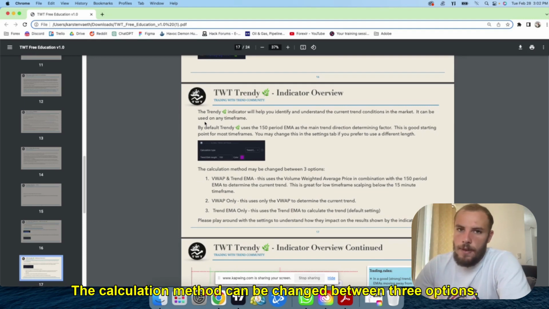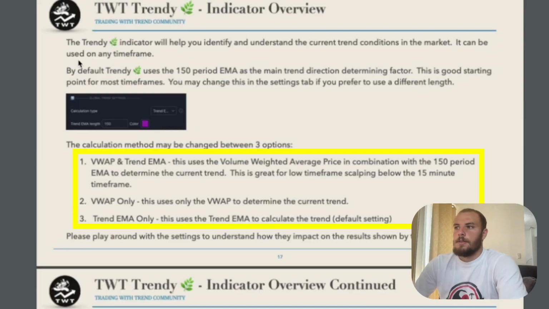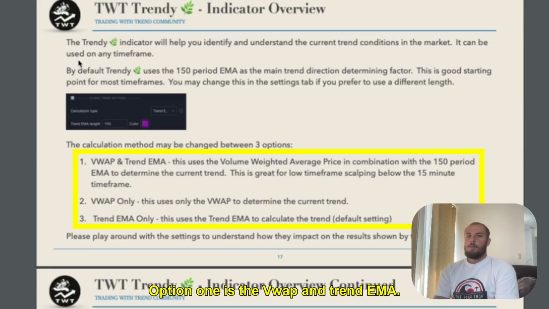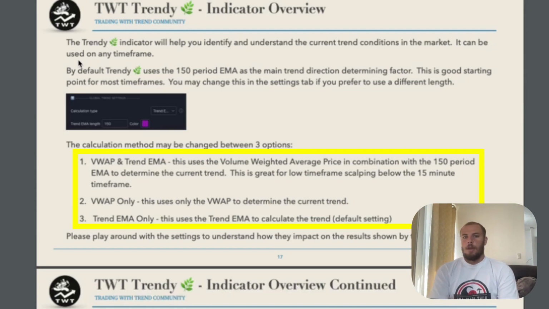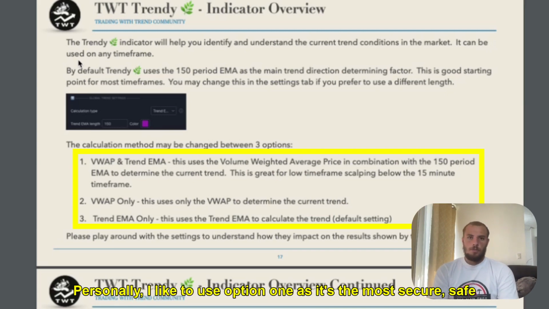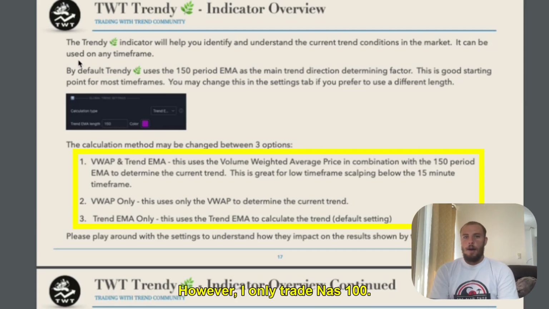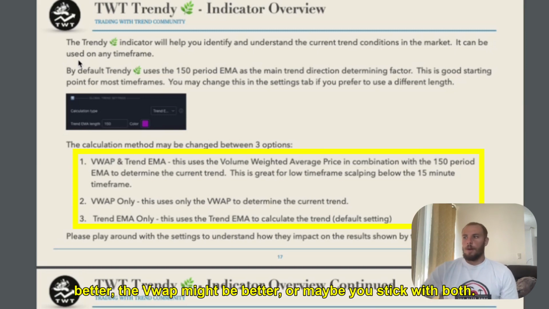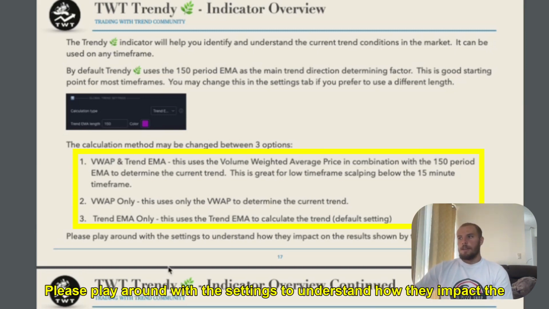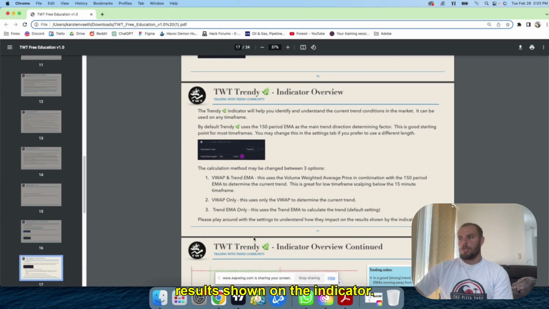The calculation method can be changed between 3 options. Option 1 is the VWAP and trend EMA. Option 2 is VWAP only. And option 3 is EMA only. Personally, I like to use option 1 as it's the most secure and safe method. However, I only trade NAS 100, so depending on what you trade and your time frame, the EMA might be better, the VWAP might be better, or maybe you stick with both. Please play around with the settings to understand how they impact the results shown on the indicator.